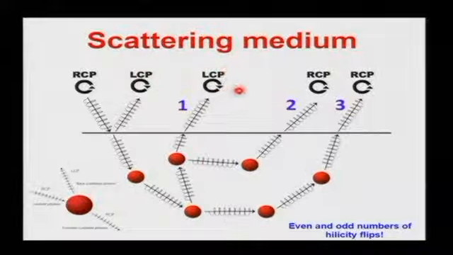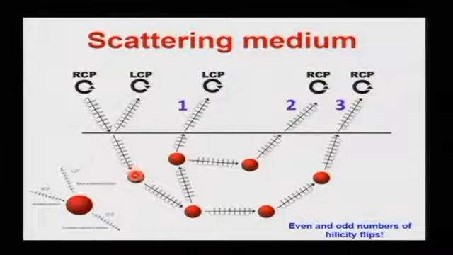Thus, we will have some components that change helicity. However, there could be a case when it is always scattered forward, and it will preserve helicity. And the case when we have two back scatterings will also change. That means that even an odd number of helicity flips is important here, and we should implement it in the model as well.